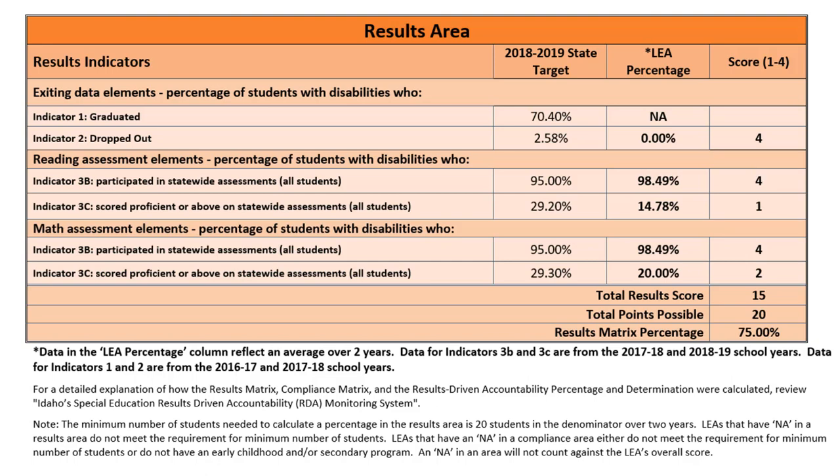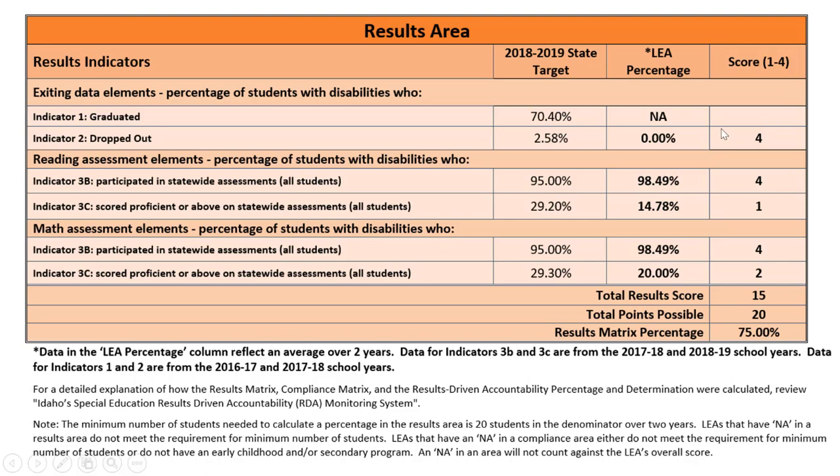So the scoring this year is the same as it was last year. If the LEA met the target, then they are awarded 4 points. If they were within 80% of the target, they're awarded 3 points. Within 60% of the target, 2 points. And within 40% of the target or below, then they were awarded 1 point.